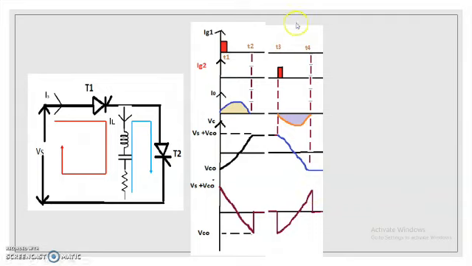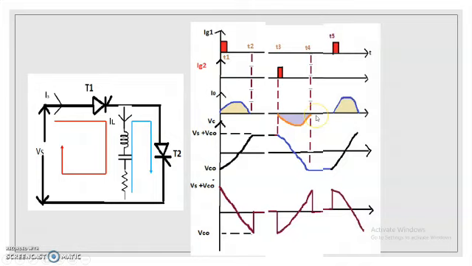So at that time, the load current is 0. Now, this load current of 0 will force commutate the thyristor T2. Therefore, the thyristor T2 will turn off.